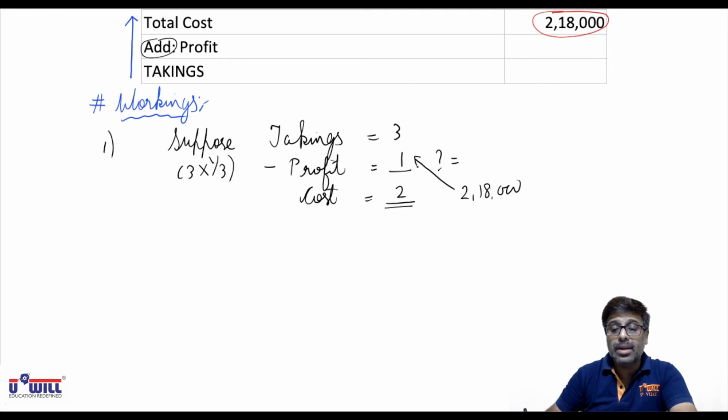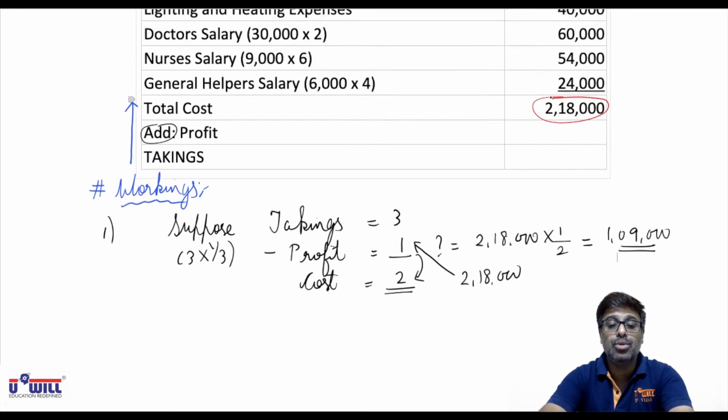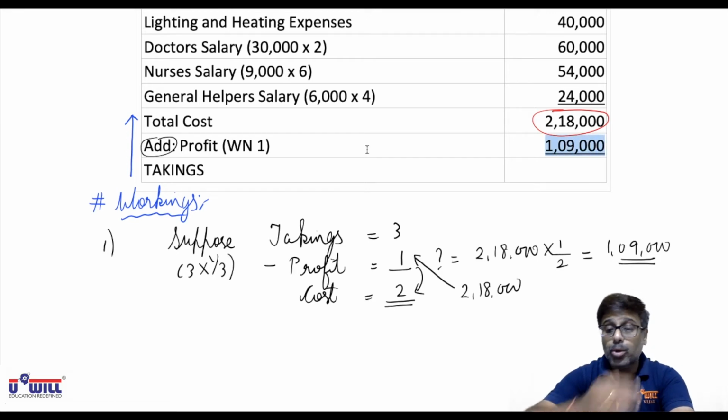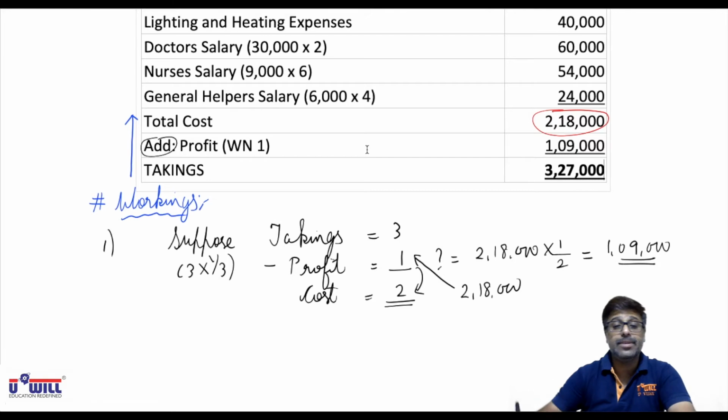So when the cost is 2,18,000, what would be the amount of profit? 2,18,000 into 1 divided by 2, cross multiply. That comes to 1,09,000. Profit comes to 1,09,000. So here we'll show from working note 1, we get the profit as 1,09,000. If you add that, 2,18,000 plus 1,09,000, 3,27,000 is the final amount of takings that we have to recover.